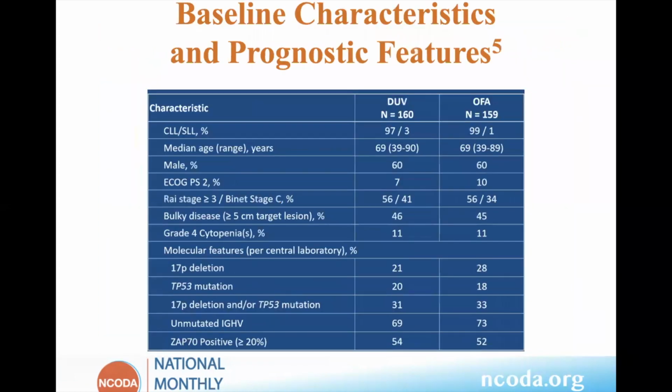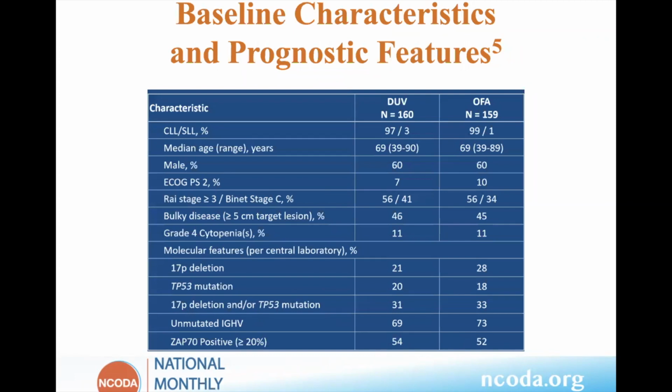So I wanted to include this slide in the presentation to show that the trial did include patients with harder to treat disease. Patients were represented who had 17p deletions as well as TP53 mutations and unmutated IGHV. Those patients were also included in this trial.